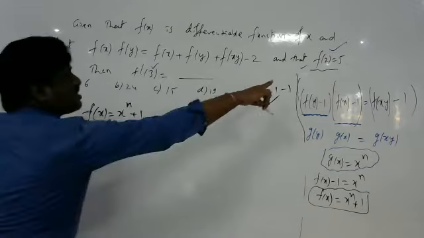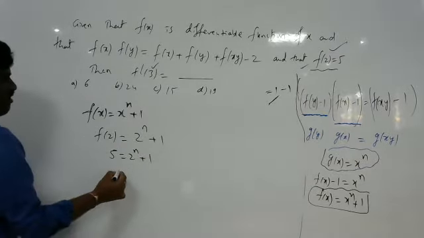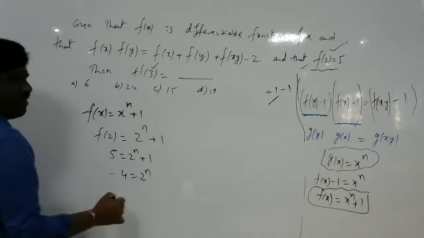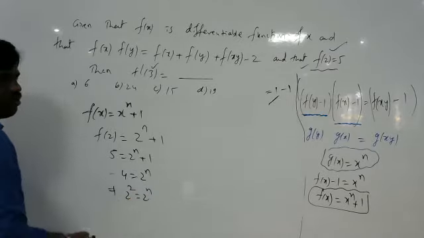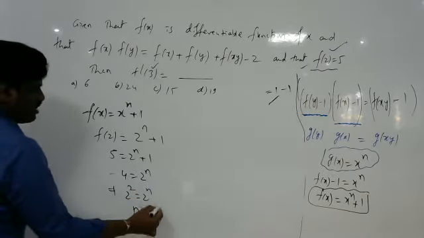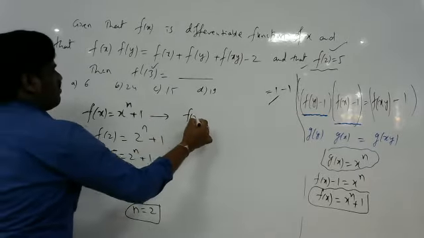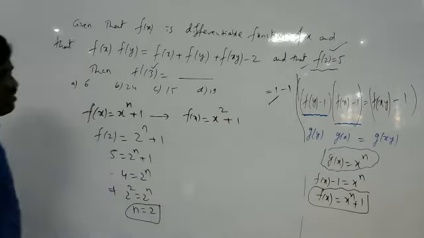f(2) they gave as 5. So 5 is equal to 2 to the power n plus 1. 5 minus 1 is 4, so 4 is equal to 2 to the power n. So I get 2 square equal to 2 to the power n, which implies n is equal to 2. N equal to 2 means the function here is f(x) equals x square plus 1.